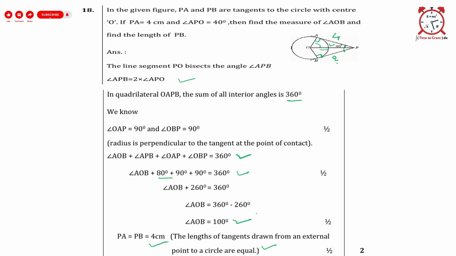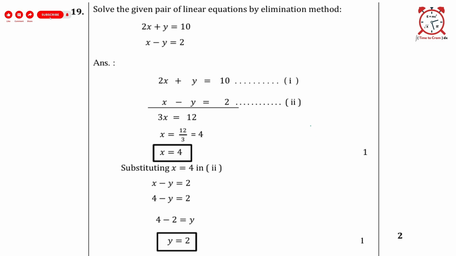Now this is our first answer: the measure of angle AOB is 100 degrees. And the second answer we already found first, without any calculation. So in that way we found both the answers. So write all the answers very appropriately. Let us move on to the next question, question number 19.